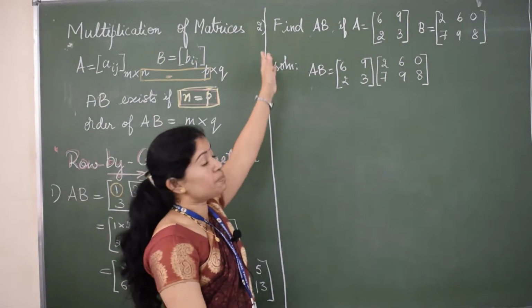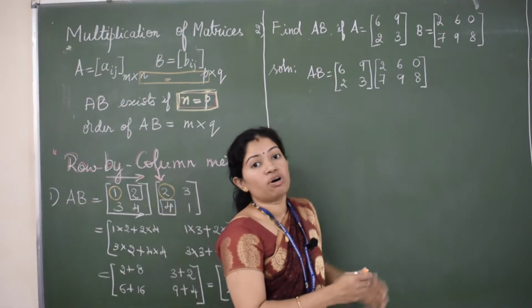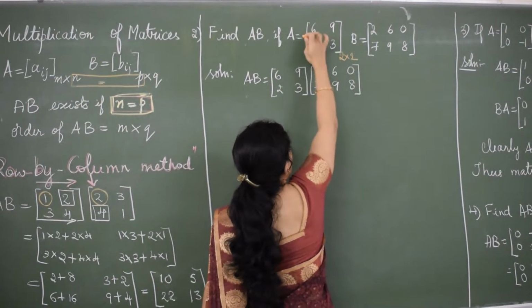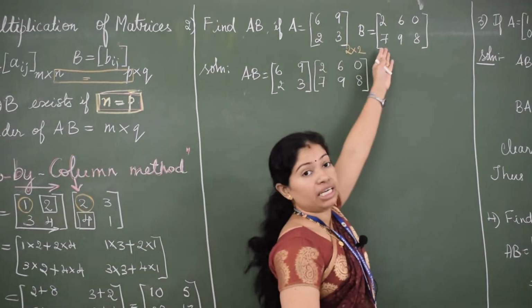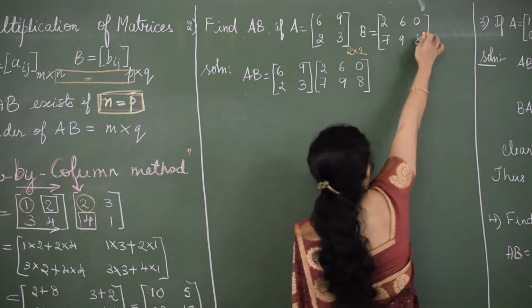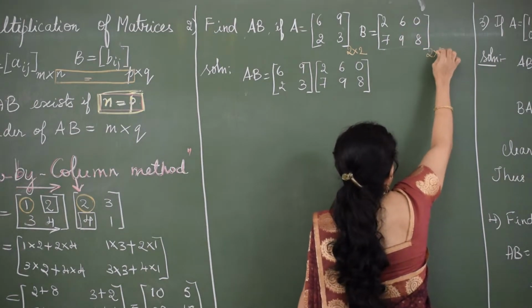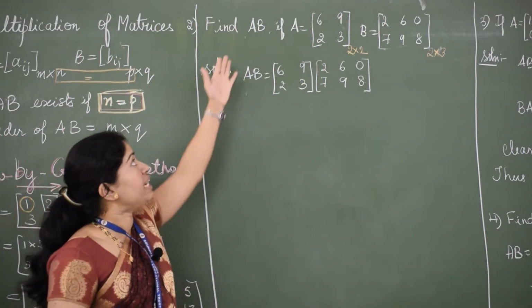Coming to the second problem, you see matrix A, it is of order what? It is 2 cross 2. It is having 2 rows and 2 columns. Matrix B, it is of order what? Here it is having 2 rows and 3 columns. So it is of order 2 cross 3. Now we have to find AB.